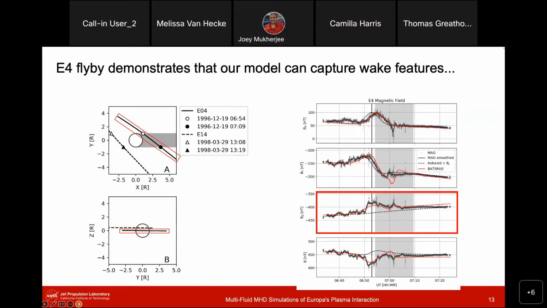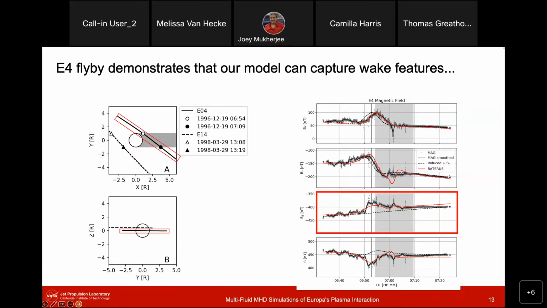So Europa doesn't have an intrinsic dynamo. Instead, it has this induced field, and we prescribe it. So this is just dipolar. And you can see in the equatorial plane, we're not getting any response from that dipole because that's where the moment is directed. Yep, sure.